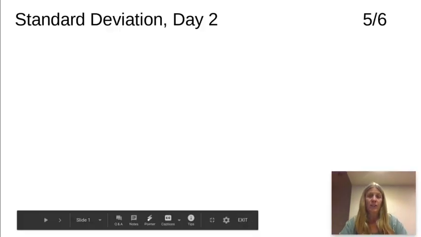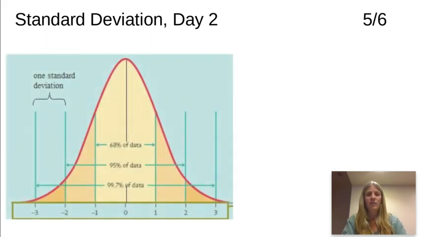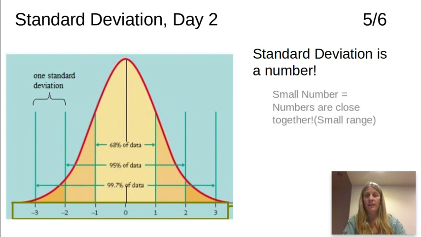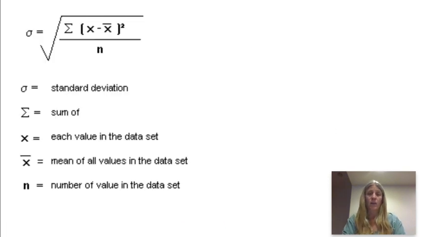Today we're going to learn exactly how to find the standard deviation. Yesterday we learned what it was all about. It's how far away data is from the middle, how spread out the data is. So take a look at this graph and you can see what a standard deviation table looks like and where the data falls. It's a number, and that number is specifically how far away it is from the middle. So the smaller the standard deviation, the closer they are together. The larger your standard deviation, the farther apart they are. That means they have a bigger range.